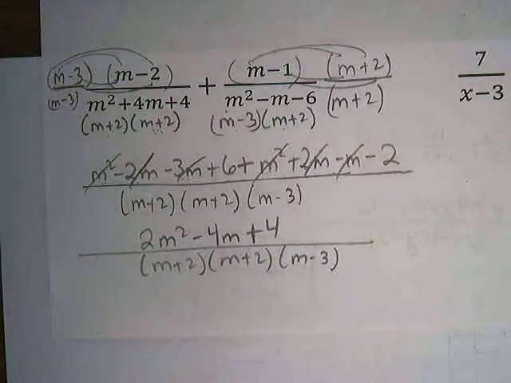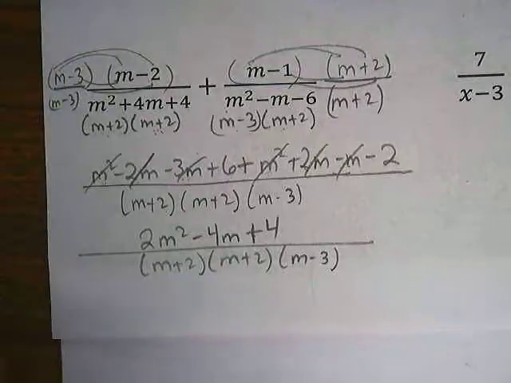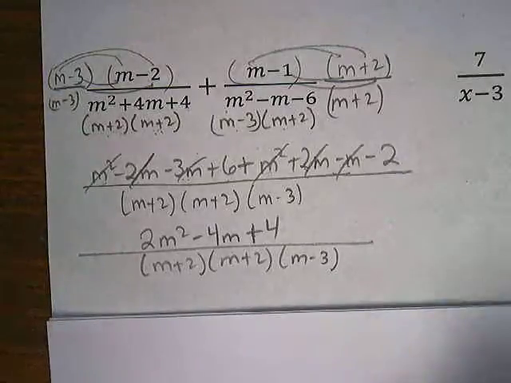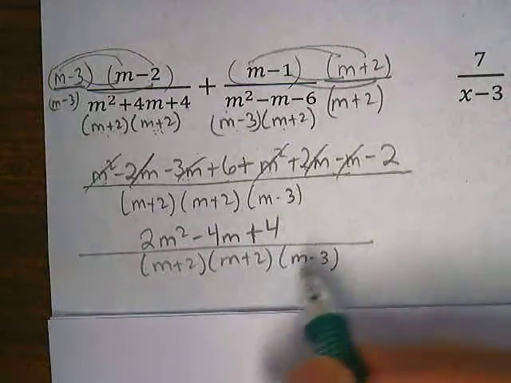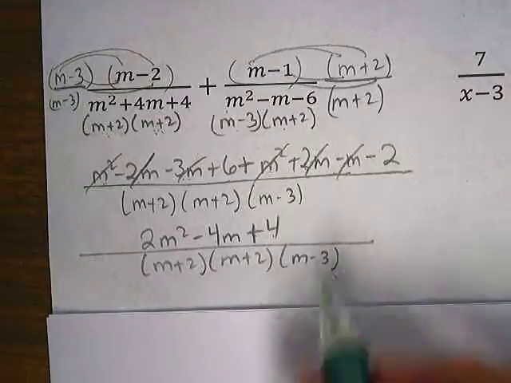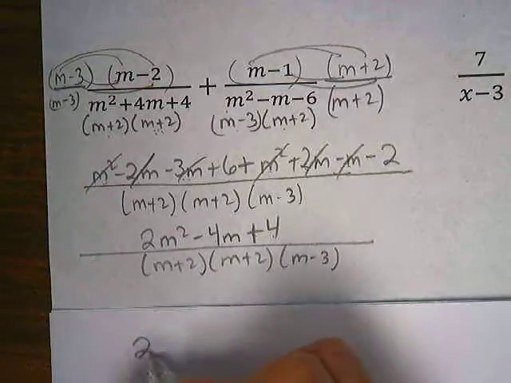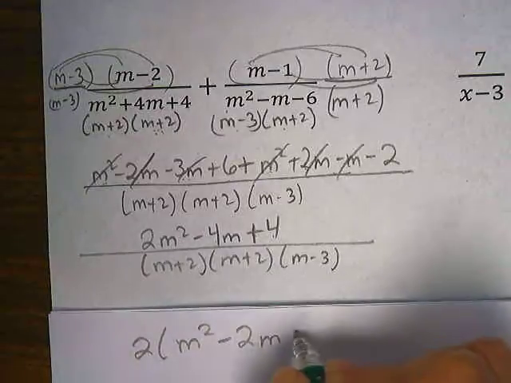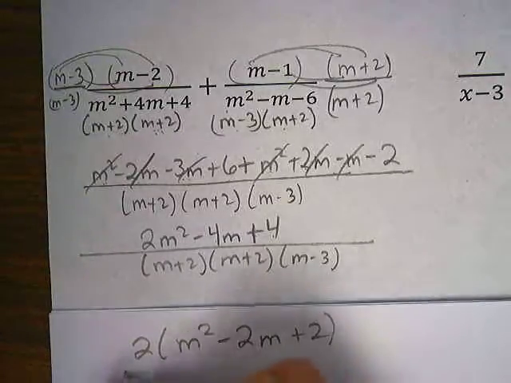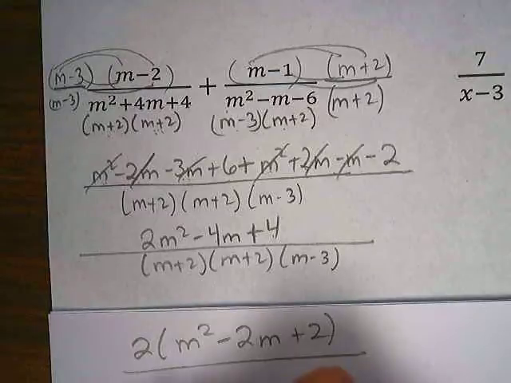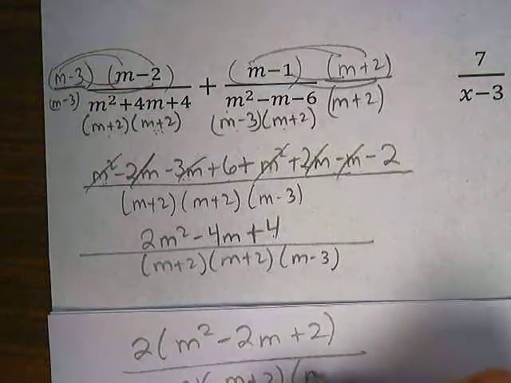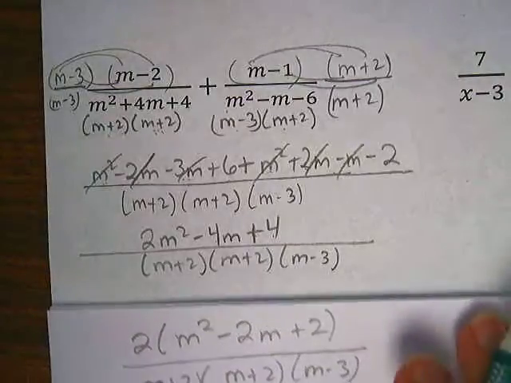Okay, let's take a look and see if we can do anything here. I'm running out of room, as you may be also, so I'm continuing on another piece of paper underneath here. First thing I notice in my numerator, because I want to factor this to see if I can cancel anything, looks like there's a 2 in every term, so let's factor that 2 out. So we've got 2 times m squared minus 2m plus 2 over m plus 2, m plus 2, m minus 3.